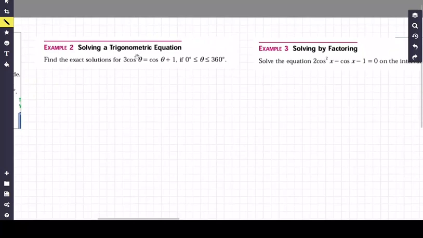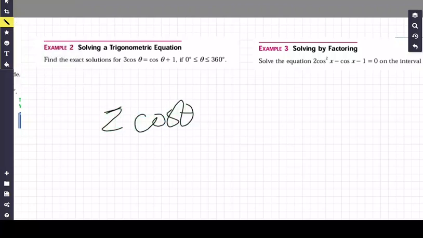Let's do it again. Let's see what this is. So 3 cos theta equals cos theta plus 1. Something we can do here is, why don't we move everything to one side first? So 3 minus 1, that's going to give you 2 cos theta. And that's going to give you 1. And then cos theta is equal to 1 over 2.